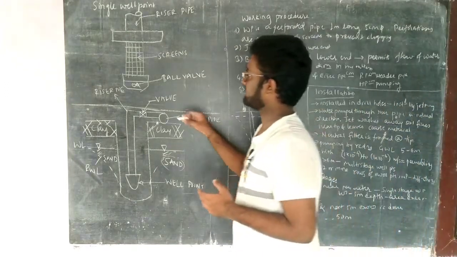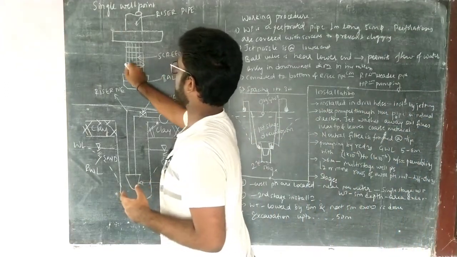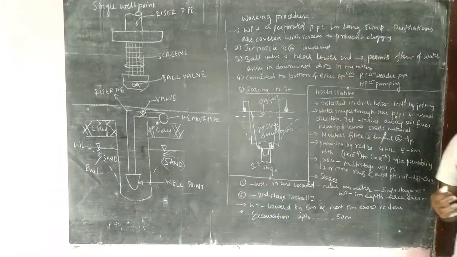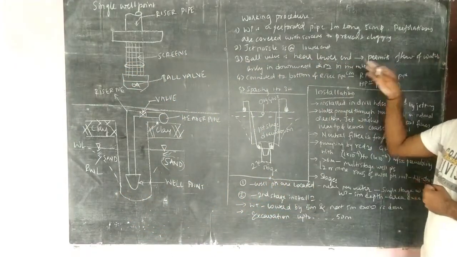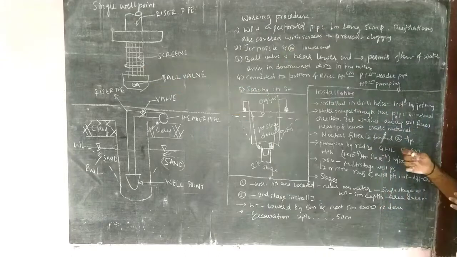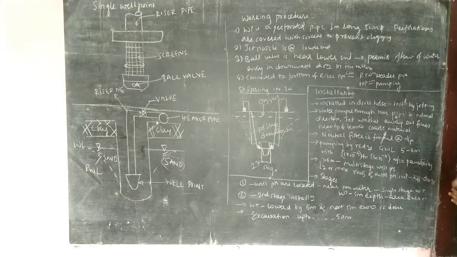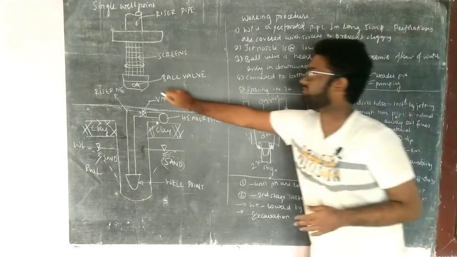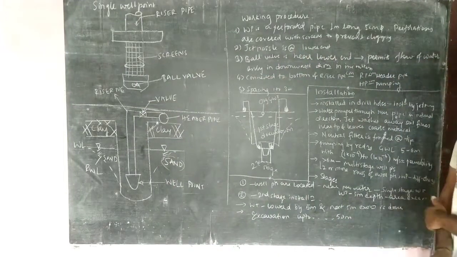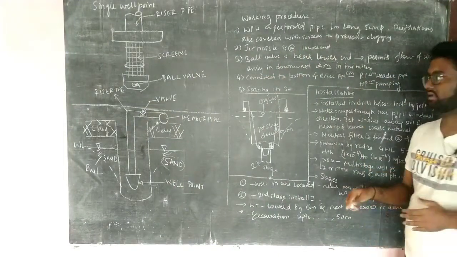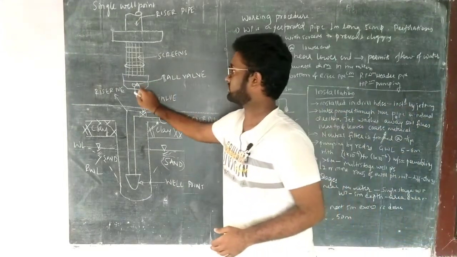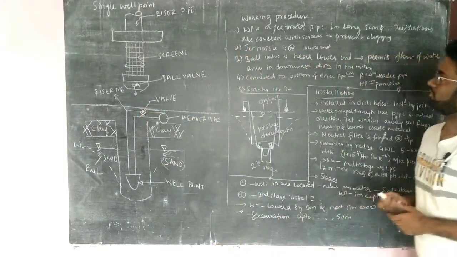It is having 5 centimeter diameter. In order to prevent the clogging, the screens are being produced as you can see here. Jet nozzle is present below the surface, at the lower end. Ball valve is near the lower end. So water will be moved particularly in the downward direction. This is the working procedure of the ball valve.